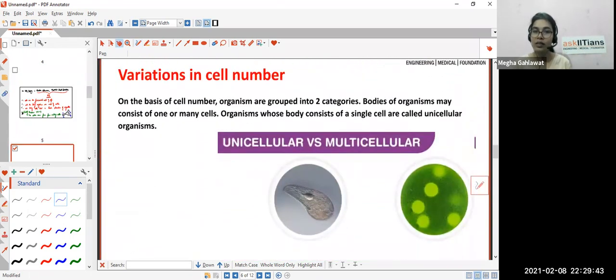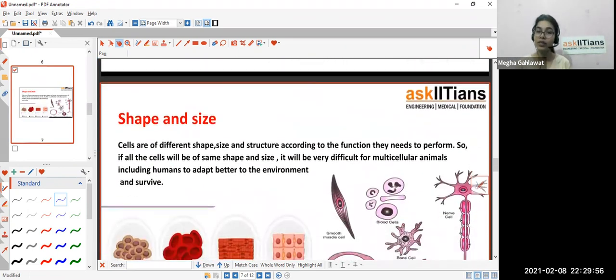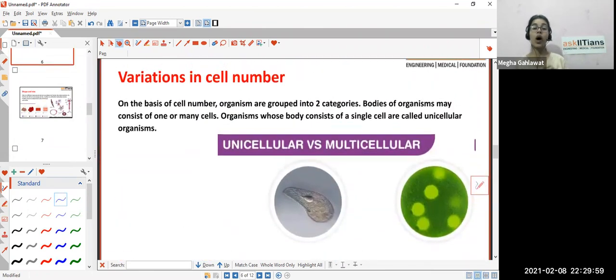Next slide, we'll be discussing the variation in cell number. Here, we'll be discussing unicellular and multicellular organisms, prokaryotic organisms, eukaryotic organisms, and then we'll discuss shape and size, right? So one thing that you must notice is that on the basis of cell number, we have divided the organisms into two categories, the multicellular and the unicellular. As the name suggests, one cellular. So one celled organism is what we call unicellular.